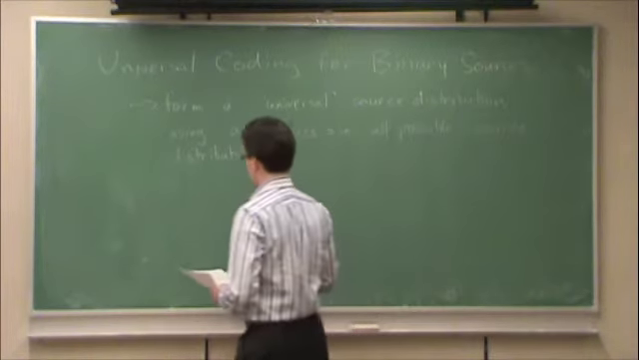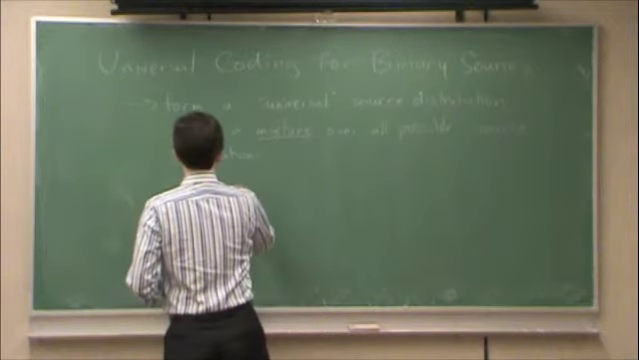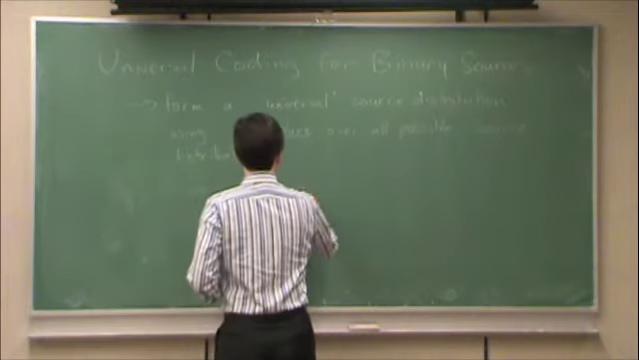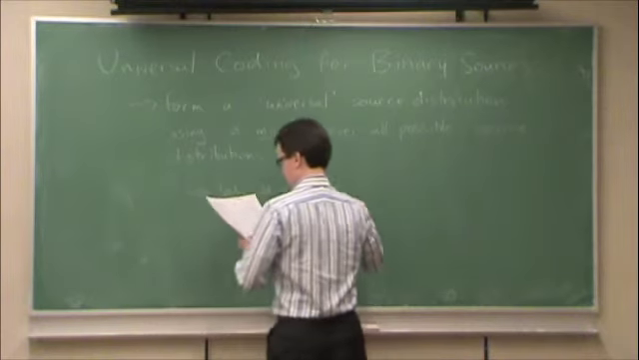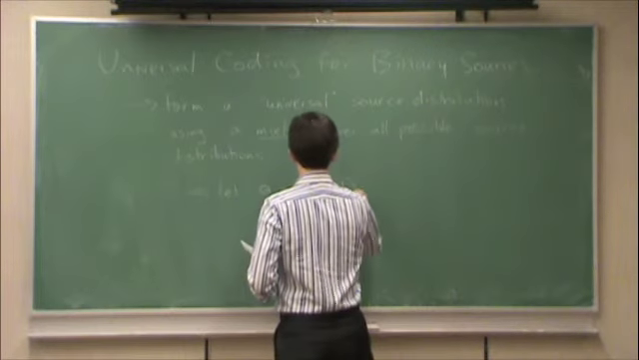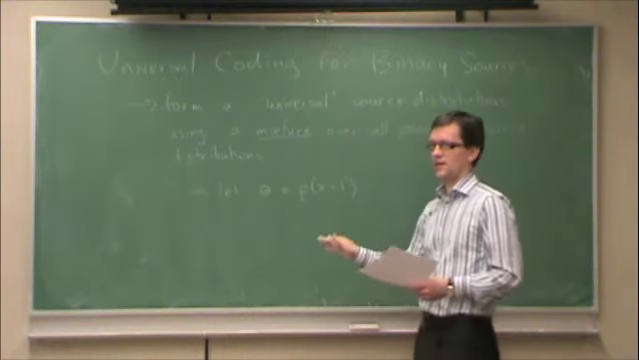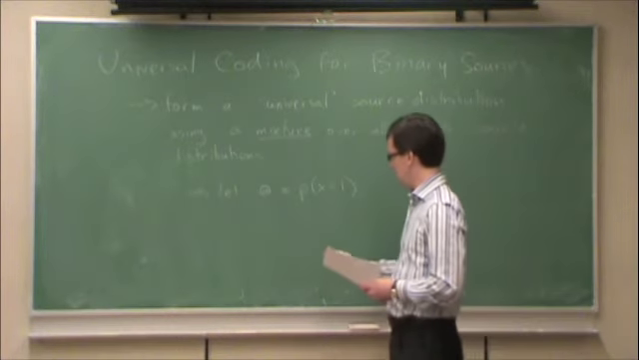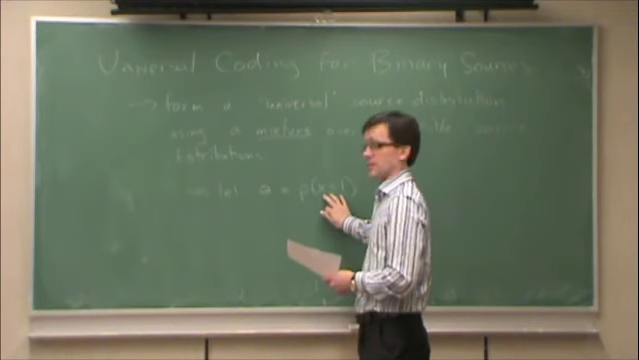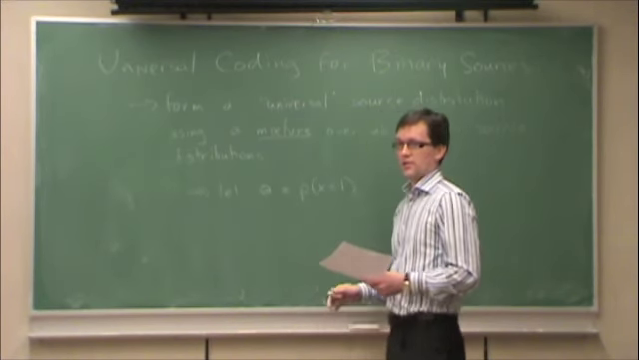So what do I mean by that? Let's let theta equal the probability that x equals 1. Remember, this is an IID source with n letters, and the only thing I don't know here is the probability that x equals 1, which I'm going to call theta.